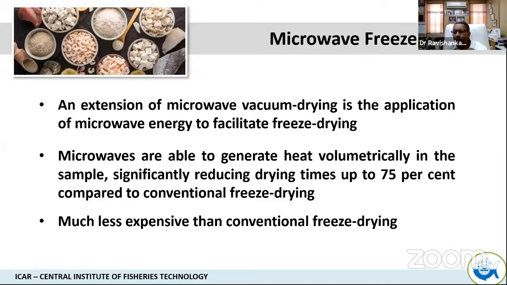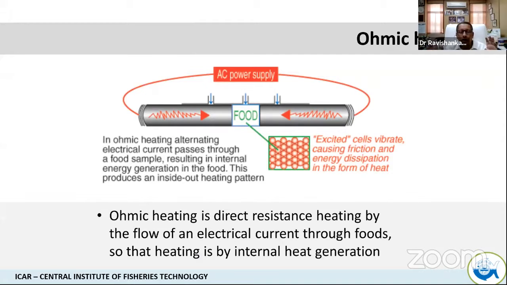A common facility can be set up by the government so that the industry can make use of this. They can bring out a lot of convenience products, especially freeze-dried products. So this is another technology. Microwave can be used. And I'm talking of ohmic heating.